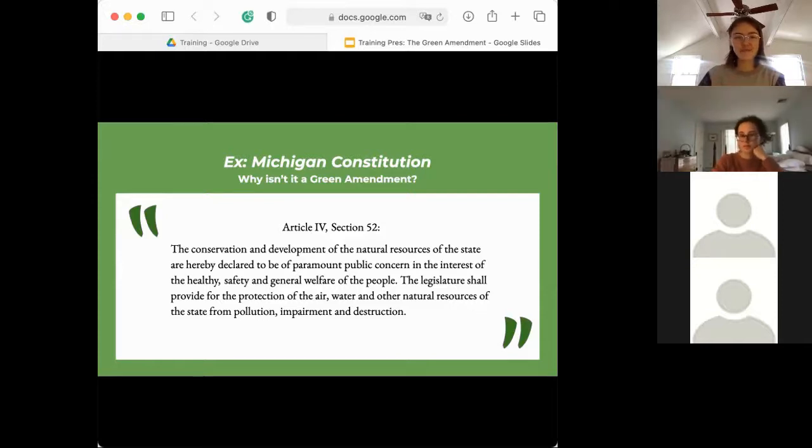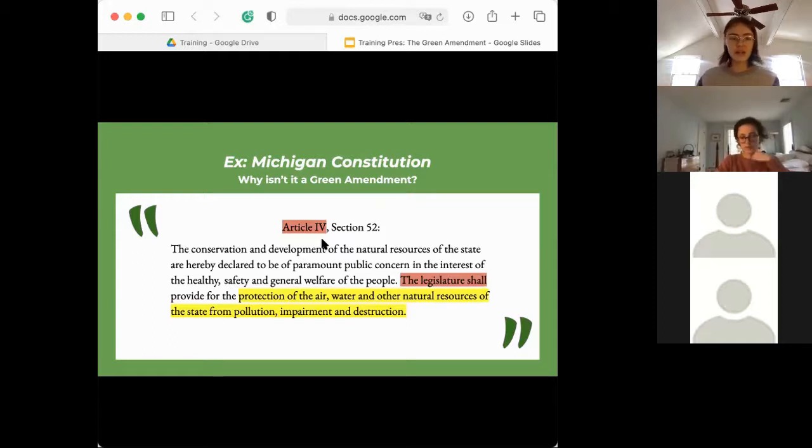Oh, it says Article 4, Section 52, so it's not part of the Bill of Rights. Yes. So the Bill of Rights is Article 1 in every state constitution. This is clearly not in Article 1, so it's not in the Bill of Rights. Like Ava pointed out, it says the legislature shall, so it's not the indefeasible rights of everyone, and it's not self-executing. Legislature shall is equivalent to saying this is state policy.